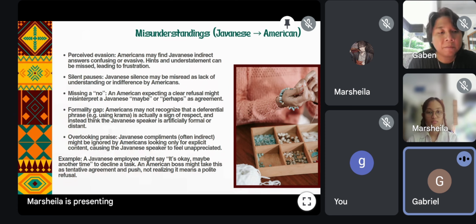There's also the missing no, where some Japanese phrases are meant as a no, as rejection, but Americans can't really see and understand it. There's also the formality gap, where what is formal and respectful in Japanese is viewed as weird in America, or the other way around. And there is overlooking praise, where Japanese compliments are often indirect and very soft, and most of the time Americans miss them.